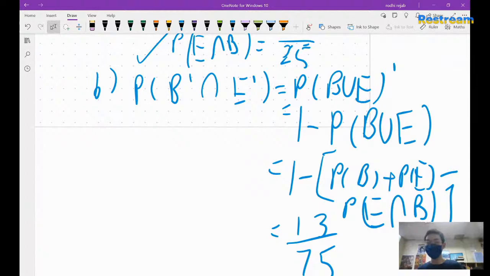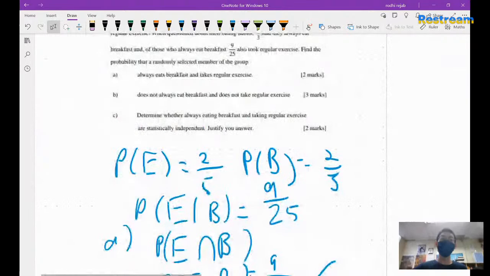So this is what I've obtained for A and B. A is 6 over 25 and B is 13 over 75. So, C.